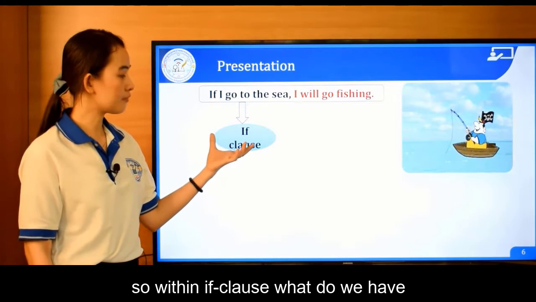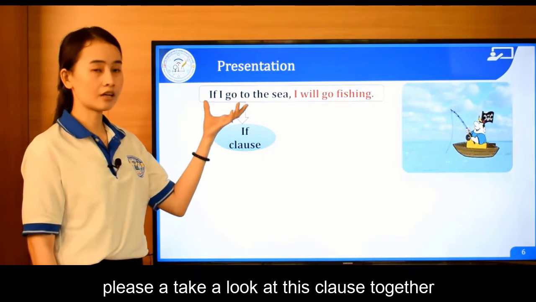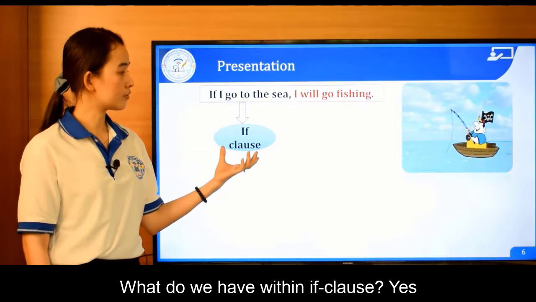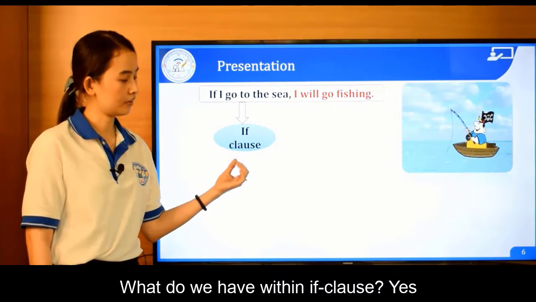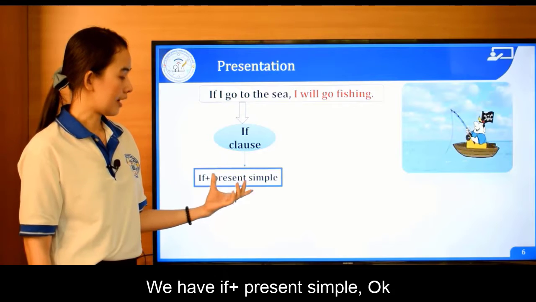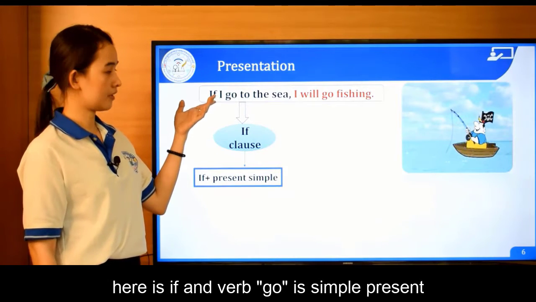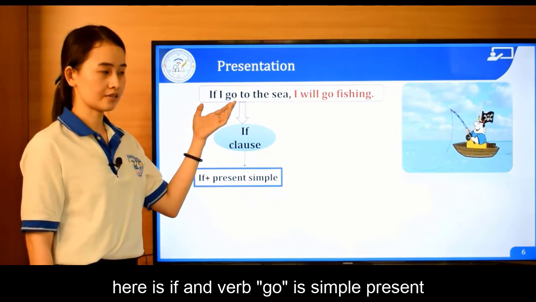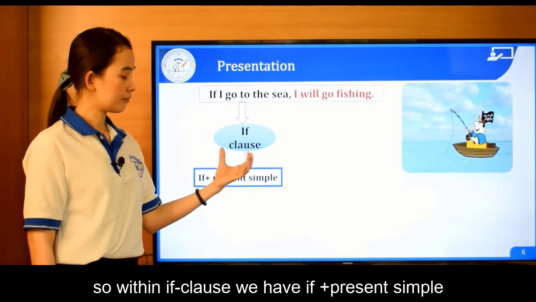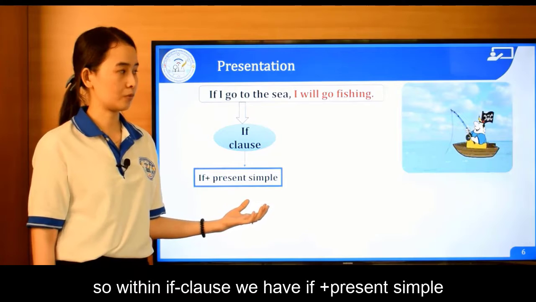So within the if clause, what do we have? Please take a look at this clause together. What do we have within the clause? Yes, we have if plus present simple. Okay, here is if and the verb go is simple present. So within the clause, we have if plus present simple.